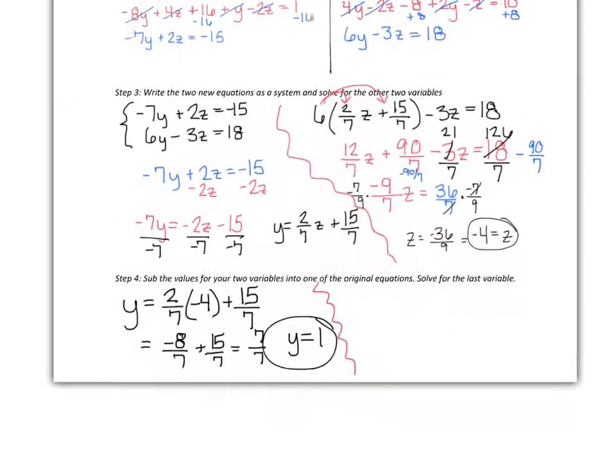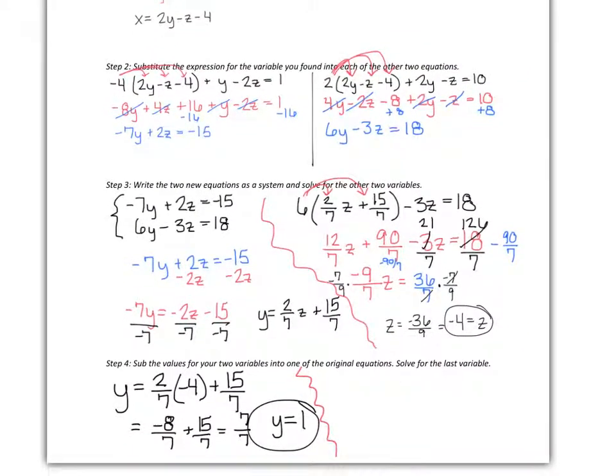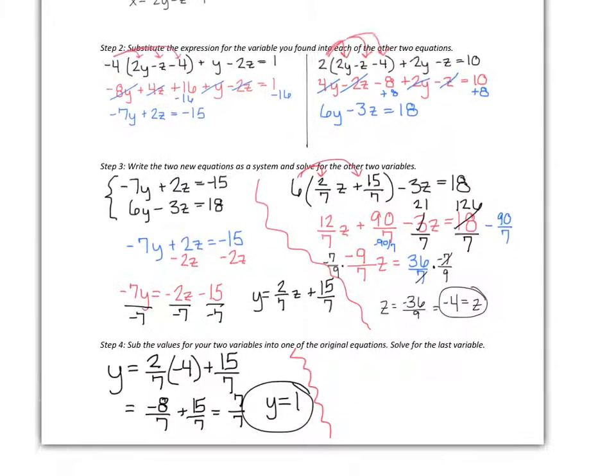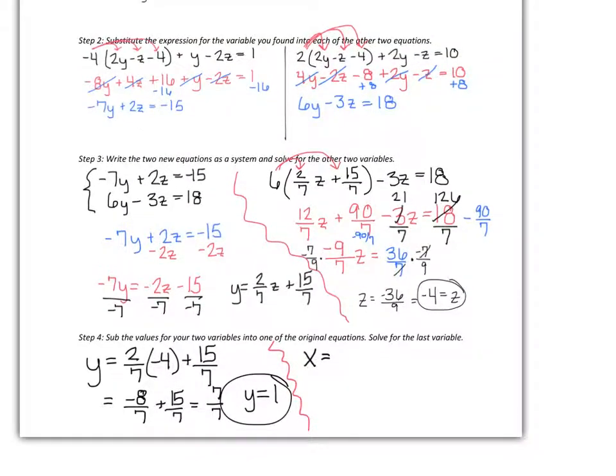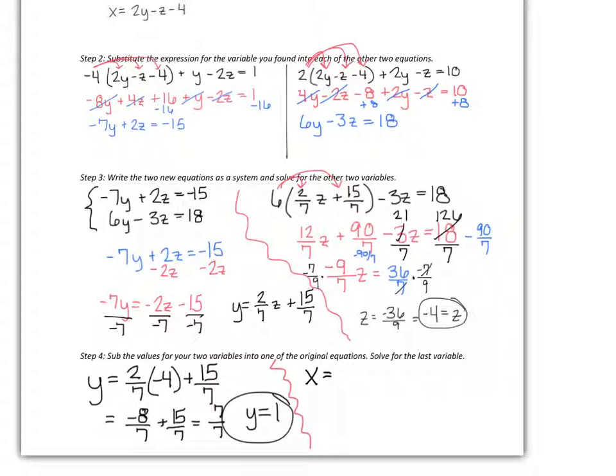Okay, now we just need x. So where do we have an x equals equation? Back up in what we did in the first step, right? X equals 2y minus z minus 4. Yeah, so take that x equals 2y minus z minus 4 and plug in y and z, and we will have our answer. So x equals 2 times y, which is 1, minus z, which is negative 4, minus 4.